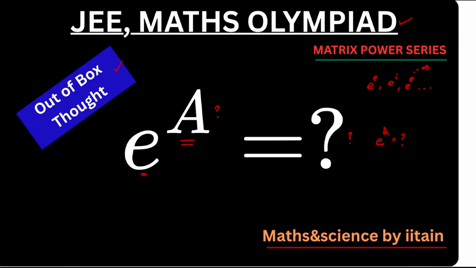If I put e to the power of some matrix, what does it mean? A matrix is not a number. It's a matrix. Then can I use as a power e to the power of some matrix? Let us try, it's an out of box thought. Let us try to delve into the subject.